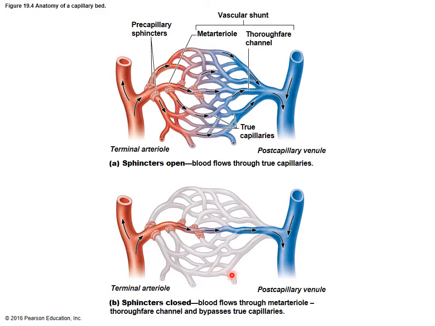So at times during the sympathetic response, you don't want food being digested, you don't want to waste blood for digesting food and getting nutrients. You want that blood to go to the muscles instead so you can run or be active. So the precapillary sphincters are closing off and making the blood go through this meta-arterial directly into venous circulation.